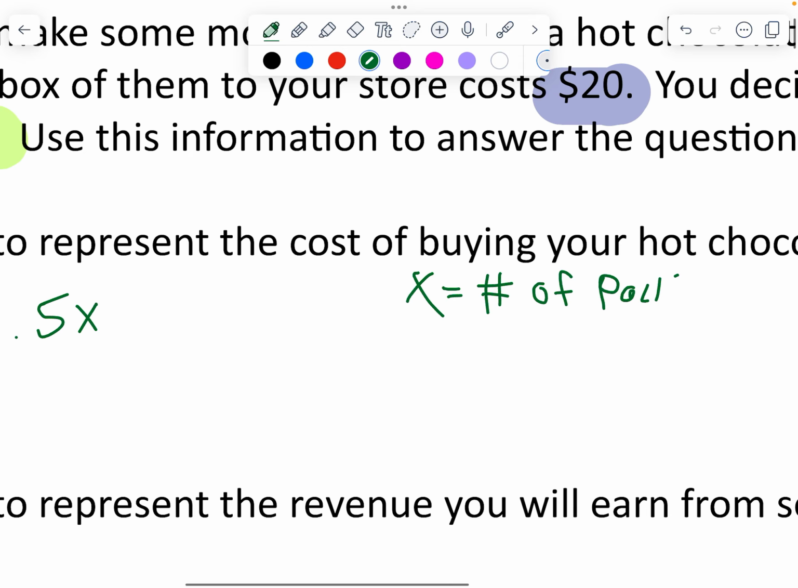Now, we also want an equation to represent the revenue you will earn from selling your hot chocolates. This is easy, okay? We're selling one pack for $1.50. So that will be 1.5x, again, where x is the number of packs that we sell.